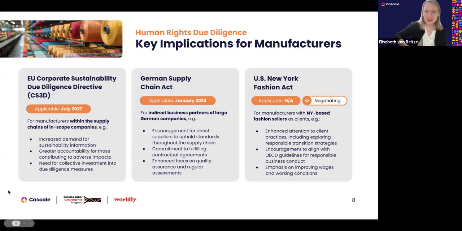On the German Supply Chain Act, this is a piece of legislation which applies to indirect business partners of large German companies. Possible examples of impacts are encouragement for direct suppliers to uphold standards throughout the supply chain, commitment to fulfilling contractual agreements, and also enhanced focus on quality assurance and regular assessments.